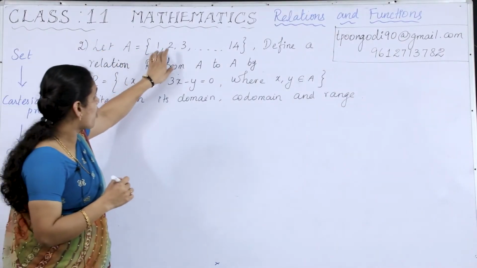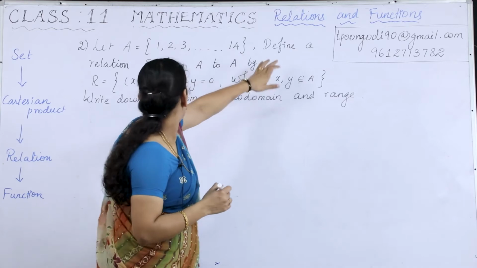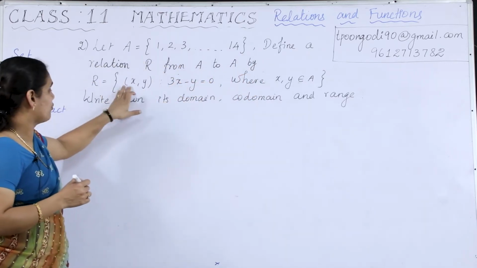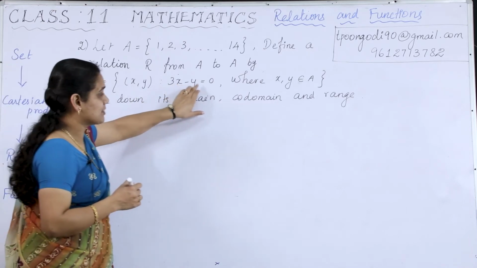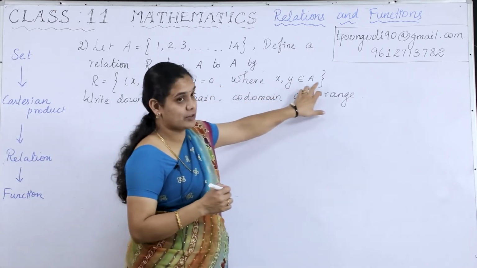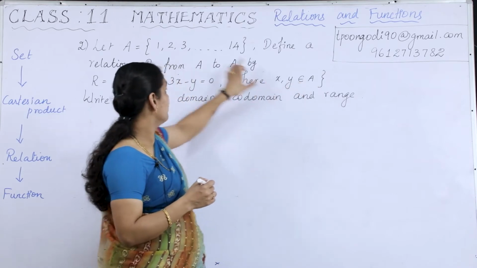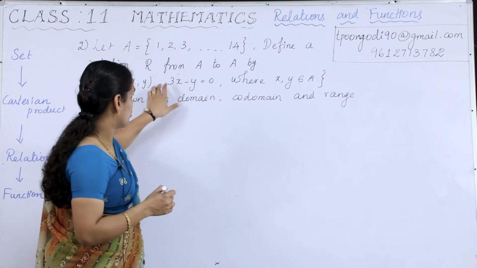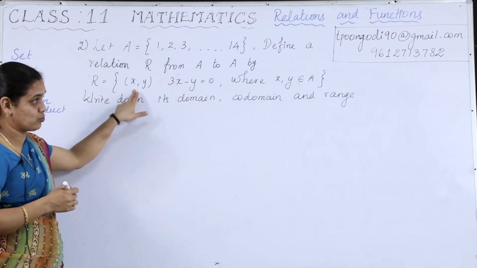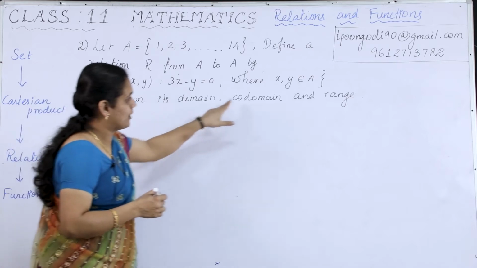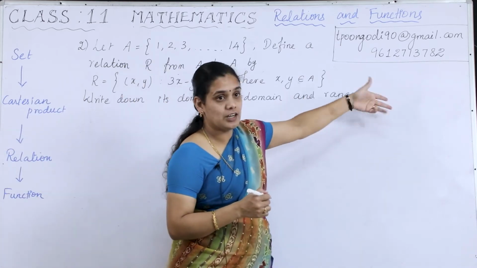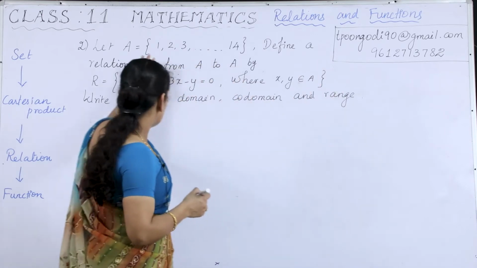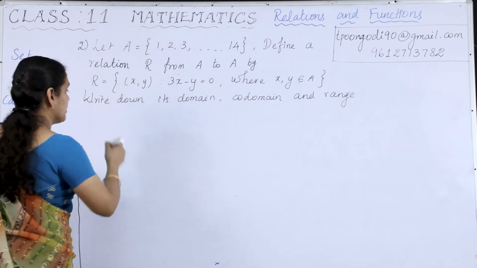Let A = {1, 2, 3, 4, ..., 14} and define a relation R from A to A by R = {(x, y) : 3x − y = 0, where x, y belong to A}. We have to take both x and y from set A, and they should satisfy this relation. Only those ordered pairs we will take. Write down its domain, codomain and range. Sometimes the question may also include representing the relation in an arrow diagram. This usually comes for 4 marks.